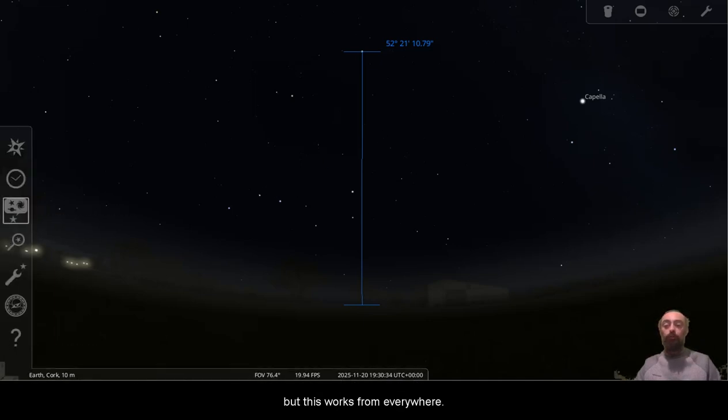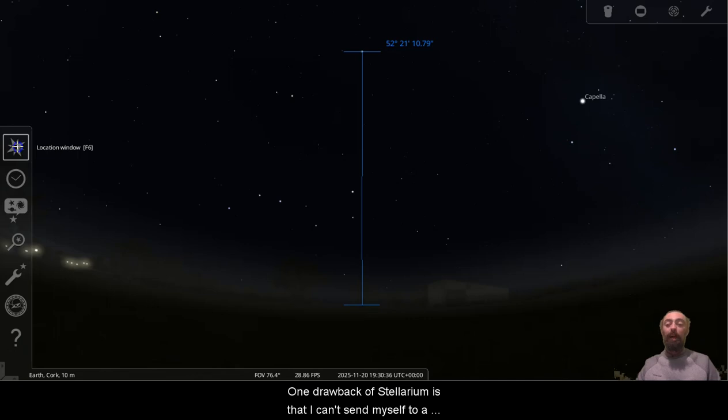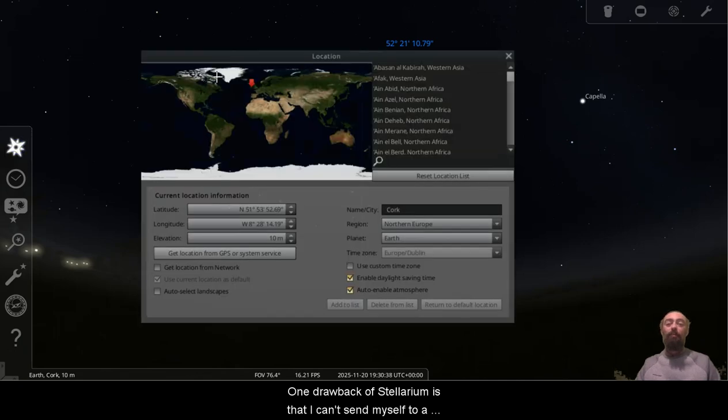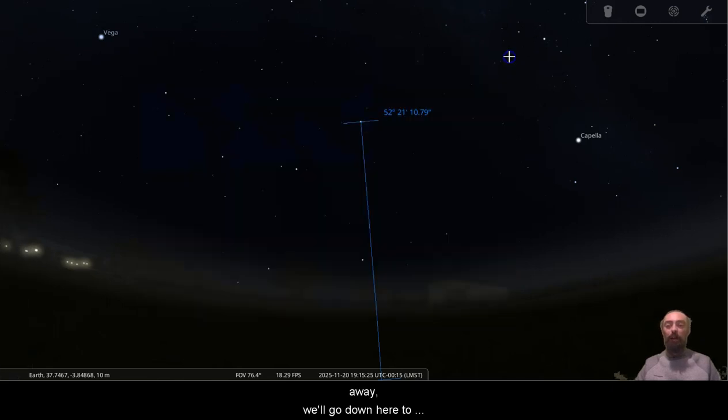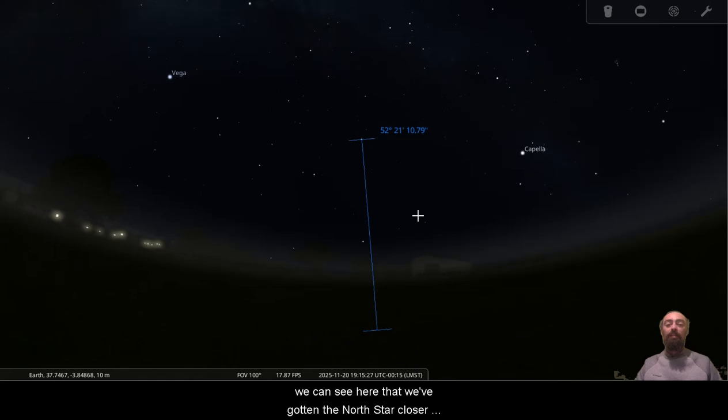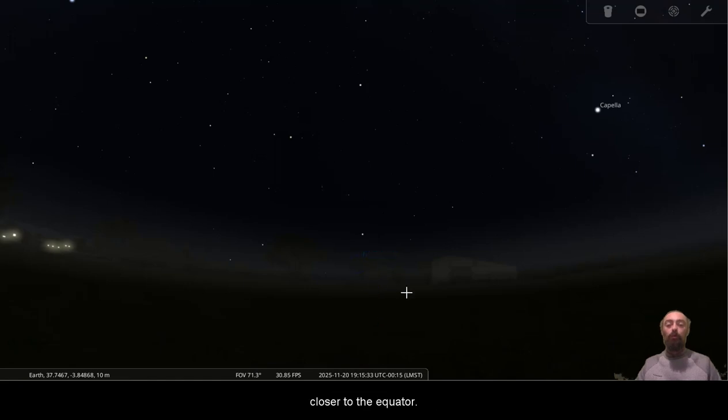But this works from everywhere. One drawback of Stellarium is that I can't send myself to a random location without it essentially telling me where I've gone. But if we go to a different location that's not too far away, we'll go down here to somewhere in Spain. We can see here that we've gotten the North Star closer to the horizon, and this is because we are closer to the equator.